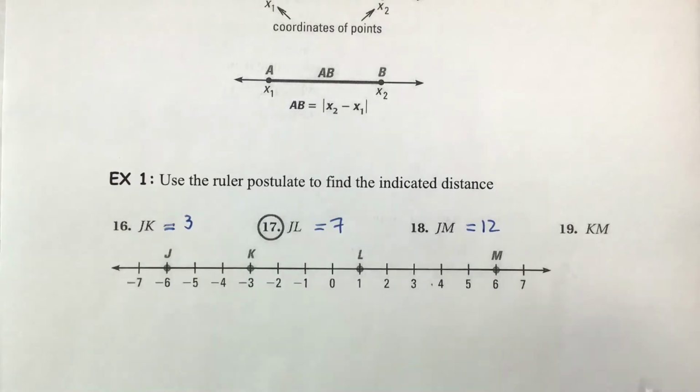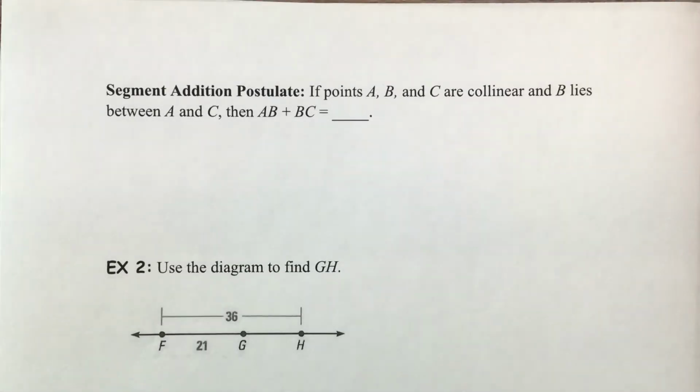So you got 3 and 6, which will give you 9. And that is the ruler postulate. Put a lot of points that are on a line, like put a number line on top of it, and just match things up. Our second postulate is going to be the segment addition postulate.